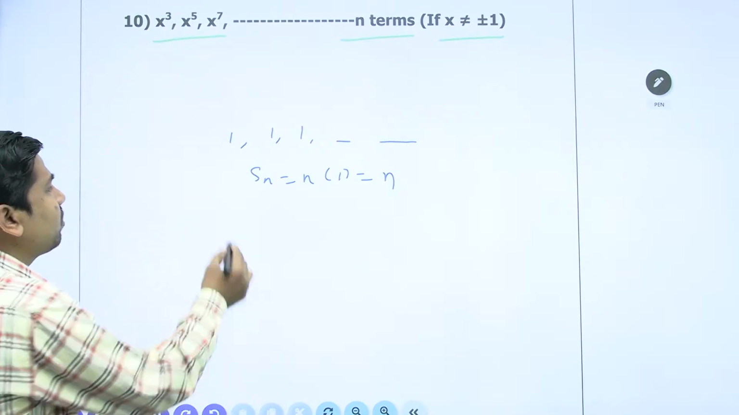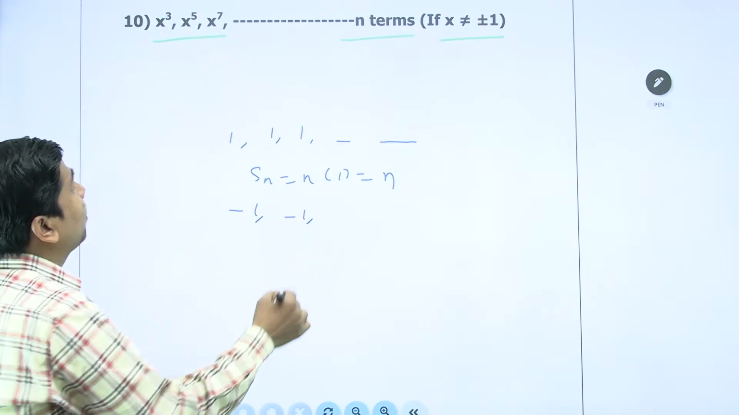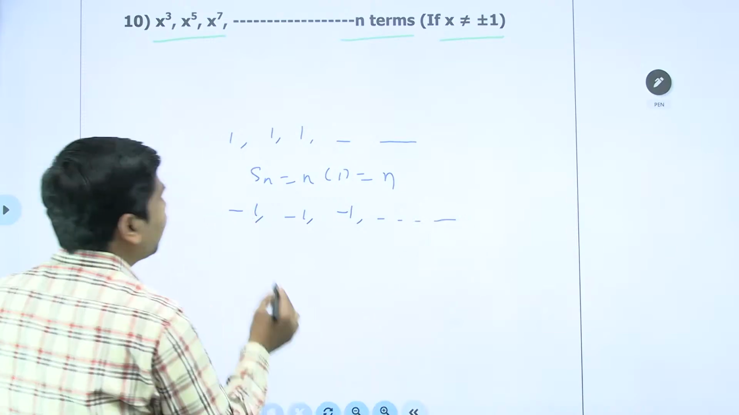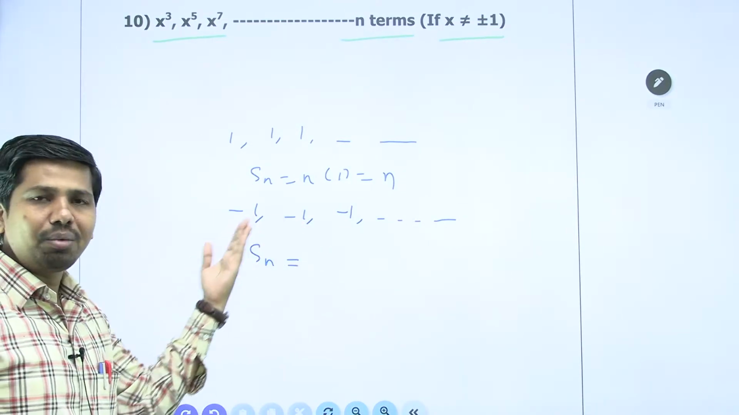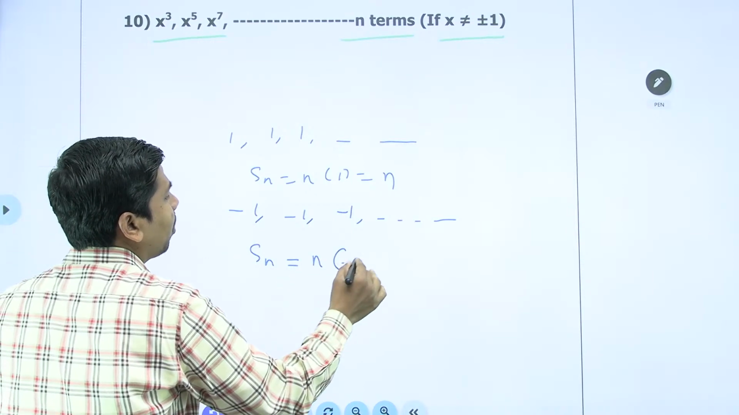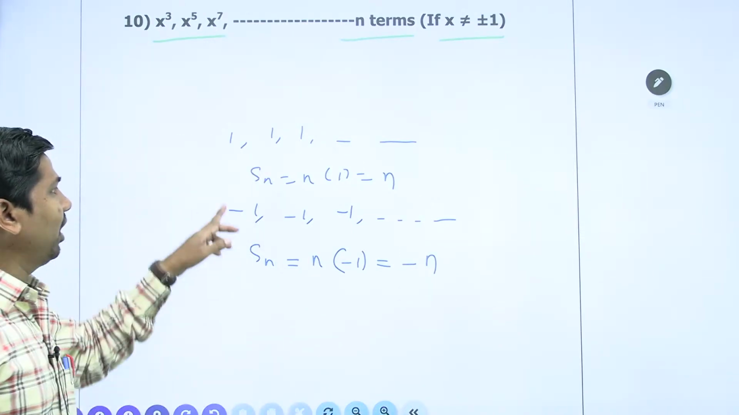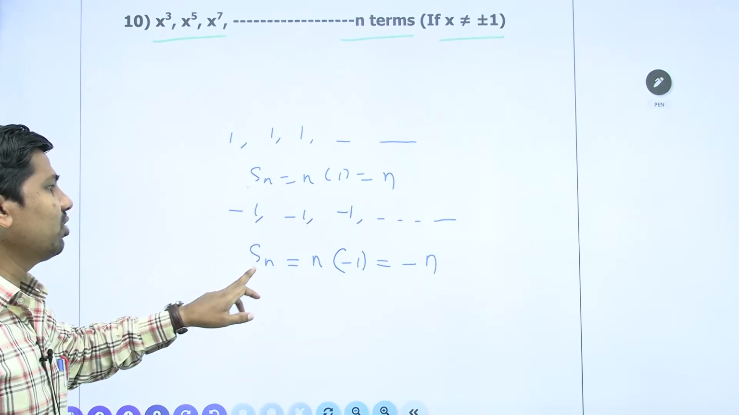Minus 1 for 3 is minus 1. Minus 1 for 5 is also minus 1. Minus 1 for 7 is also minus 1. Right? Again, you can say the sum of the nth term where the common ratio is equal to what? t2 by t1, minus 1 to minus 1 is what? 1 only. That is n into a. What is a equal to? Minus 1. That is minus n. If x equal to 1, Sn will be n. If x equal to minus 1, Sn is what?